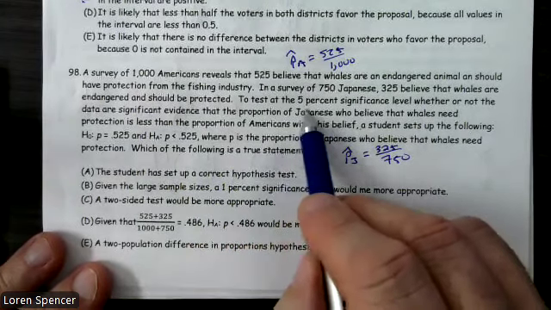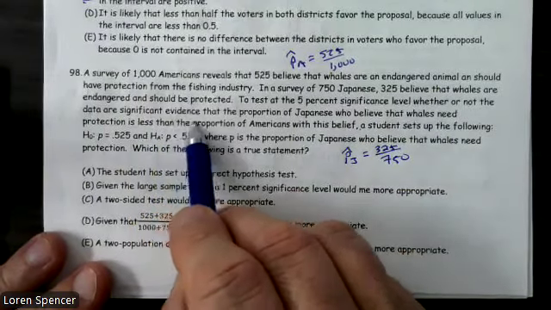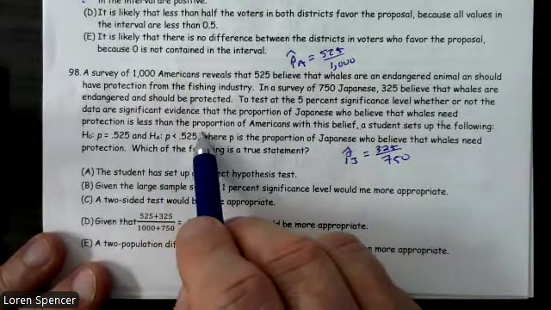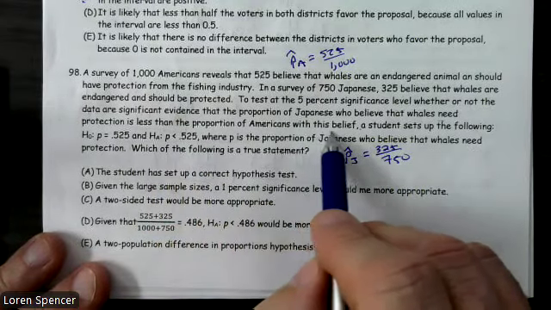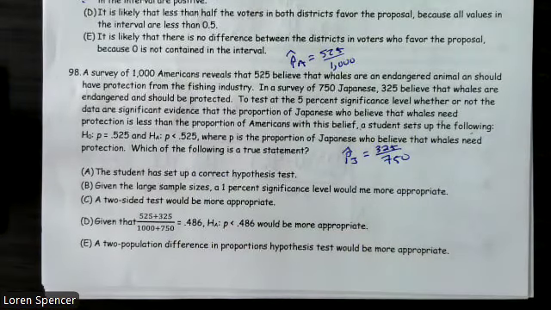So to test at the 5% significance level whether or not the data are significant that the proportion of Japanese who believe the whales need protection is less than the proportion of Americans with the belief, a student set up the following P. All right. So P is 0.525 and P is 0.525. Well, we have a problem.